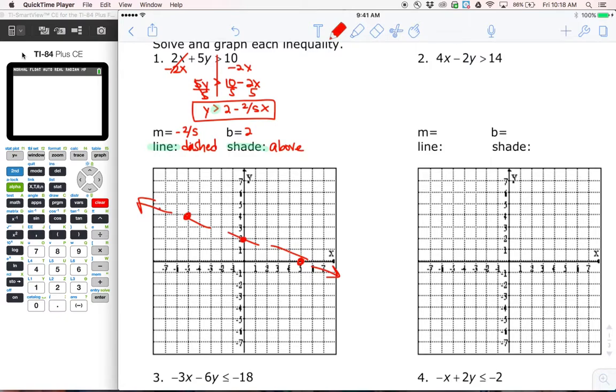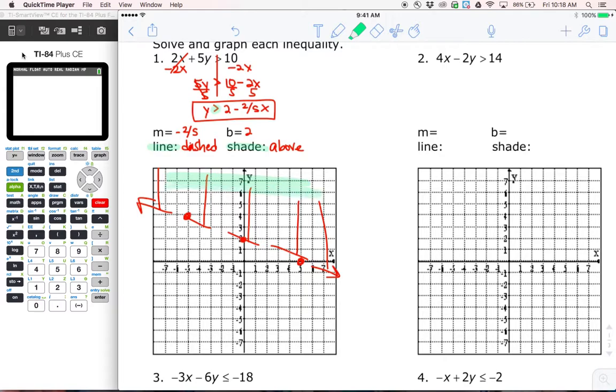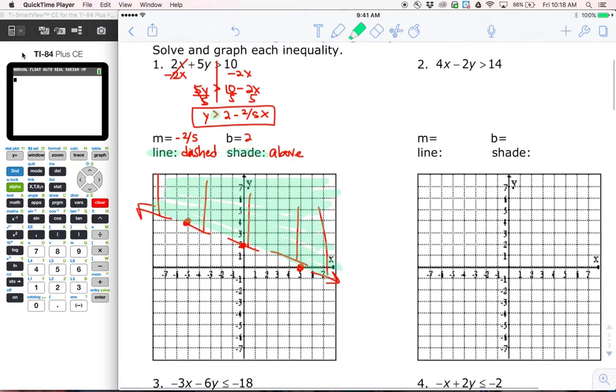So every single point on the line, no matter where it is, we're shading above it, which ends up being this side of our line. Sometimes when the lines are steep, it's a little tricky, but this one's not too bad. All right, so above the line. Let's go ahead and look at problem 2. It's the same type of deal here.